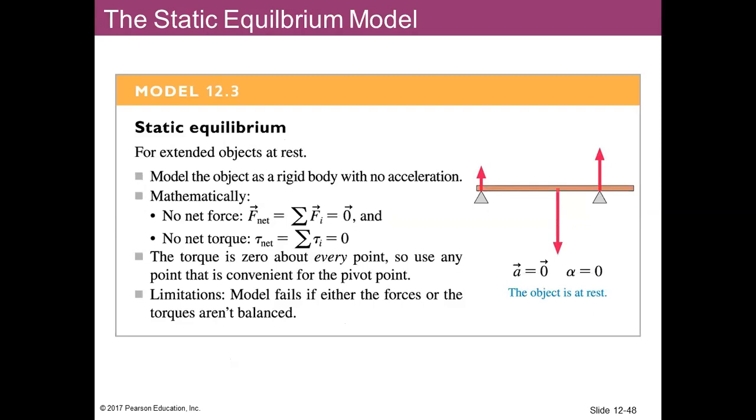Okay, let's consider this model here. We have these two forces that are acting up, then the downwards force balances these two forces. So the object is not rotating and it's not moving. Then we say the net force is 0 and the net torque is 0.